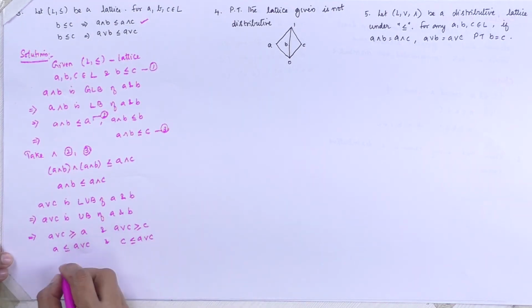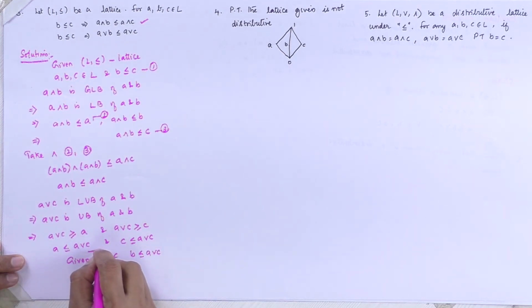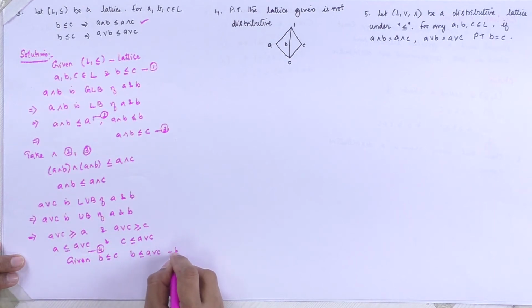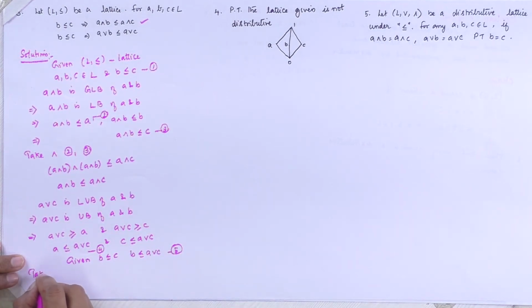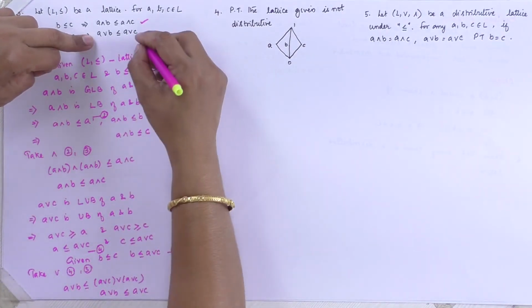And now what is given? Given is B is less than or equal to C, which means that from this I can have B is less than or equal to A or C. Here I have this to be as 4, I can have this to be as 5. And now take OR of 4 and 5. What do I get? Left hand side like A or B I will have is less than or equal to A or C or A or C. So which means that A or B is less than or equal to A or C. So that is what the second proof also.